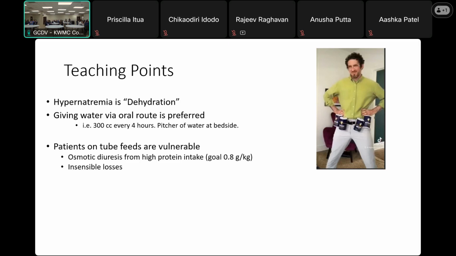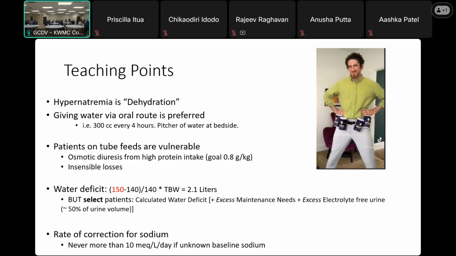Sometimes it's fine. The nurse or the dietitian will say they have a lot of open wounds and need more protein for wound healing. I'm not going to dispute that, but the fact is that when they're on more than 0.8 gram per kilo, with 0.8 gram per kilo being the recommended amount, they're probably going to generate more urea nitrogen, which is going to cause osmotic diuresis, and they're going to need a little bit more water. So what do you do here?